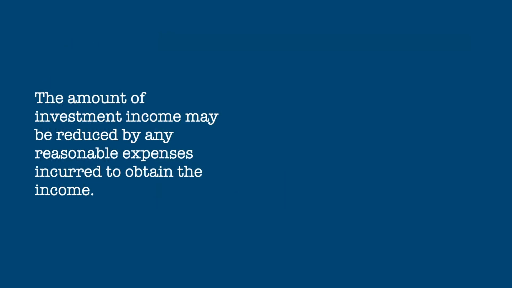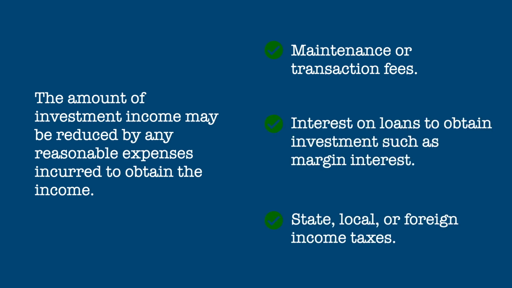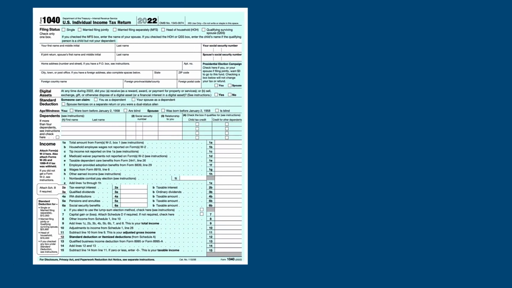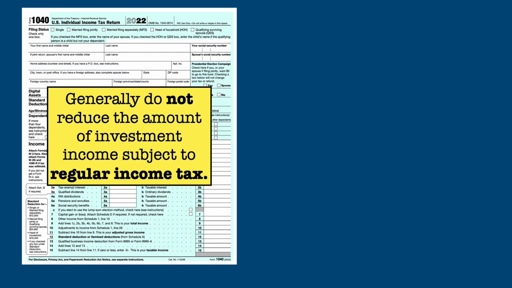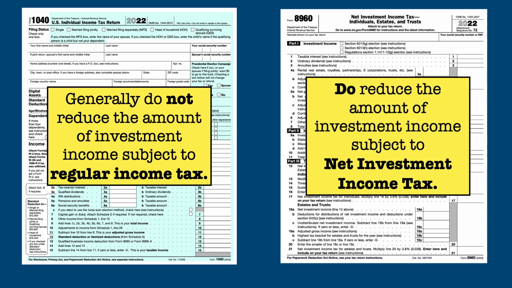The amount of investment income may be reduced by any reasonable expenses incurred to obtain the income. This can include maintenance or transaction fees if they weren't already taken into account by the payer, or interest to obtain investments, such as margin interest. State, local, and foreign income taxes on investment income can also be used to reduce net investment income. These adjustments usually do not reduce the amount of investment income that is subject to regular income tax, but they do reduce the amount of investment income subject to the net investment income tax.